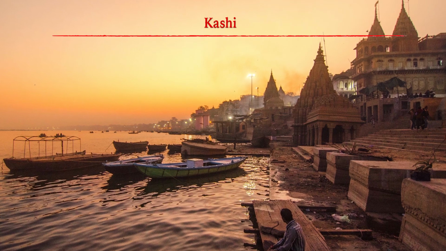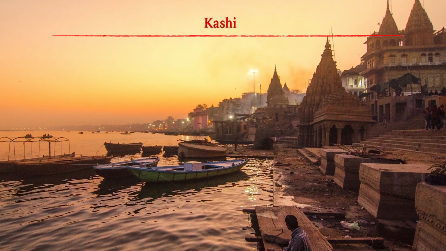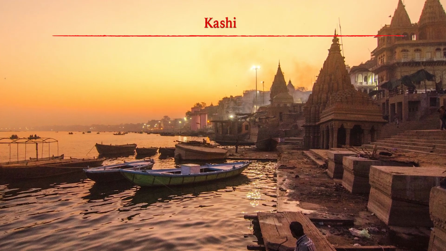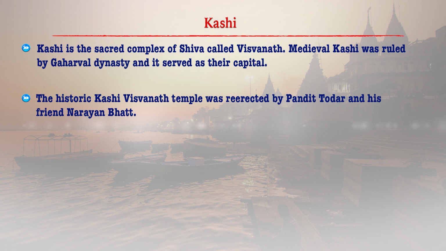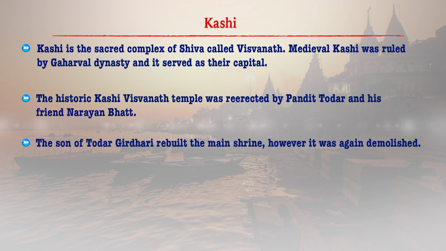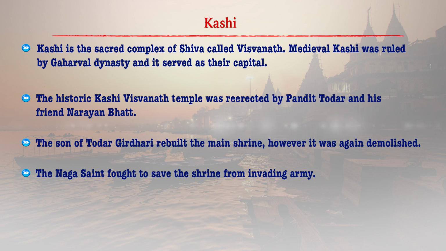After Ayodhya, we will discuss another important religious city that is known as Kasi. Friends, Kasi is the sacred complex of Shiva called Vishwanath. Medieval Kasi was ruled by the Gahadwal dynasty and it served as their capital. The historic Kasi Vishwanath temple was re-erected by Pandit Todar and his friend Narayan Bhatt, a great poet. The son of Todar, Girdhari, has the credit of rebuilding this main shrine. However, it was again demolished. The Naga saints of the Snami order fought to save this shrine from the invading army.